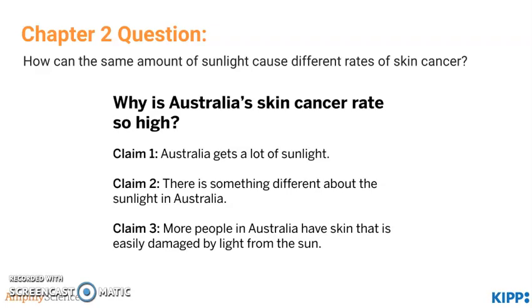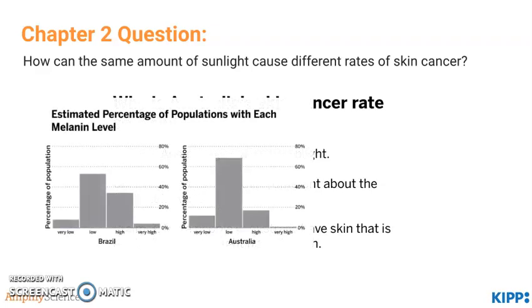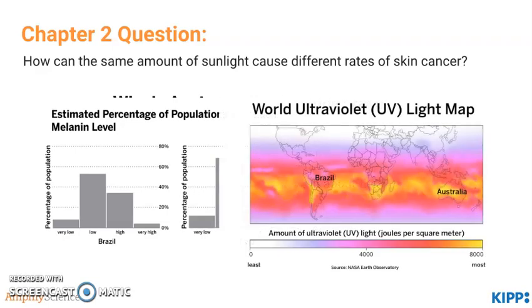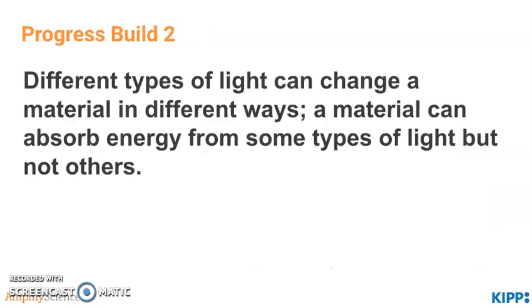They see that most people in Australia have low levels of melanin, and also see that Australia gets a lot of UV light. This leads them to combine claims 2 and 3, knowing that Australia has a high rate of skin cancer because Australia gets more UV light than other places, and the people in Australia do not have enough melanin to protect against the UV light.